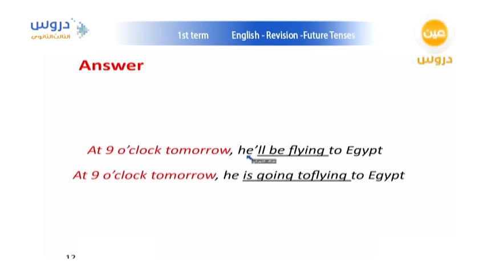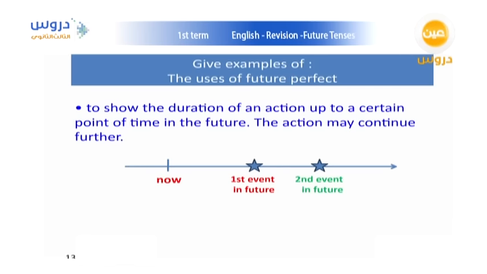So this is the form. He, the subject; will, the auxiliary; be, the auxiliary; then the verb fly plus ing, flying to Egypt. Another example: at 9 o'clock tomorrow, so it's a specific time in the future, he will be flying to Egypt. Okay, great, good job.